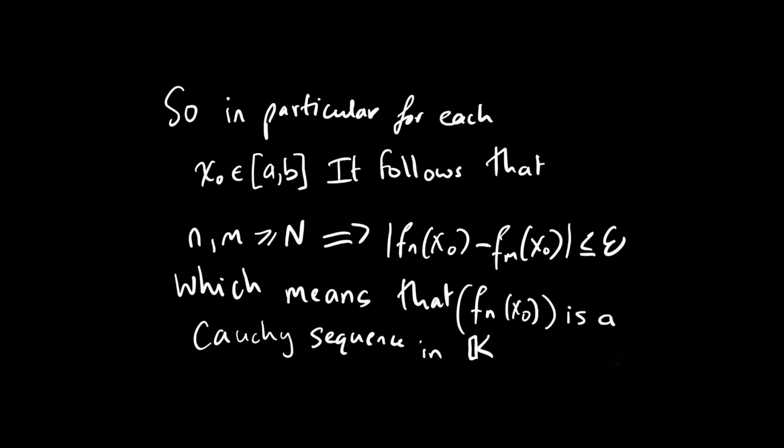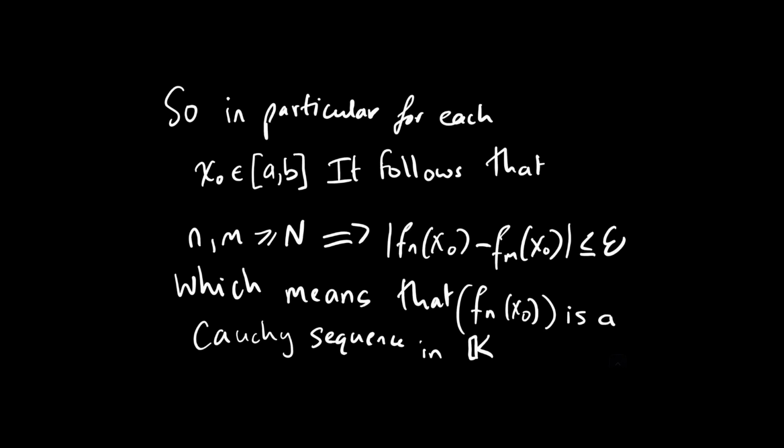All right, we've got a series of functions. For any x naught taken from the interval a to b, when the series of functions is evaluated at that number, it will still follow the Cauchy principle. That is, for any epsilon, the difference between fn and fm evaluated at x naught will be less than epsilon. And this means that fn x naught is a Cauchy sequence in K.